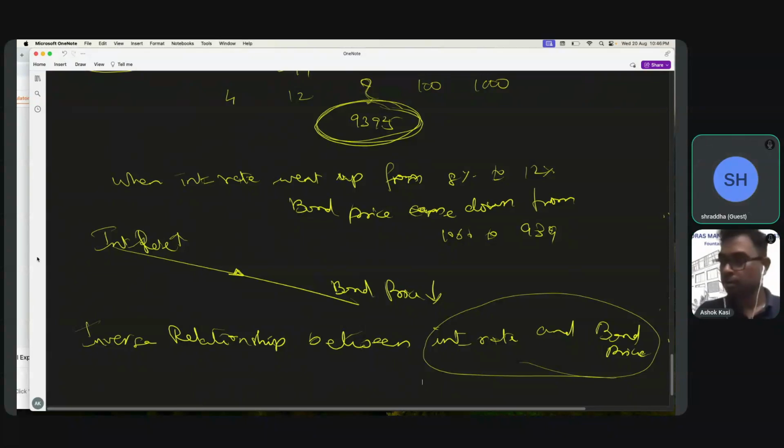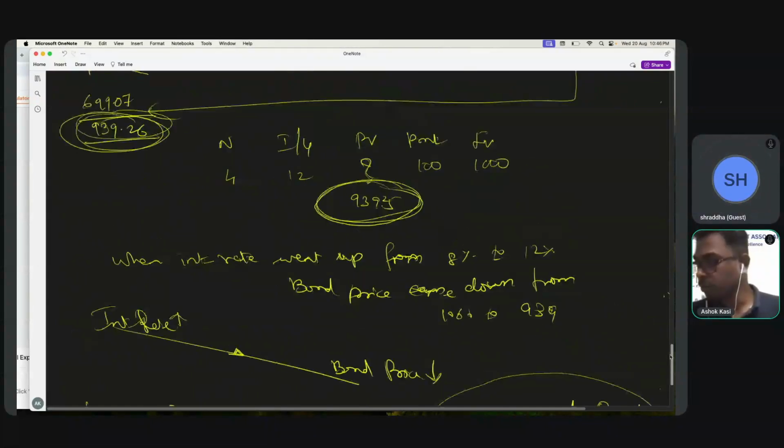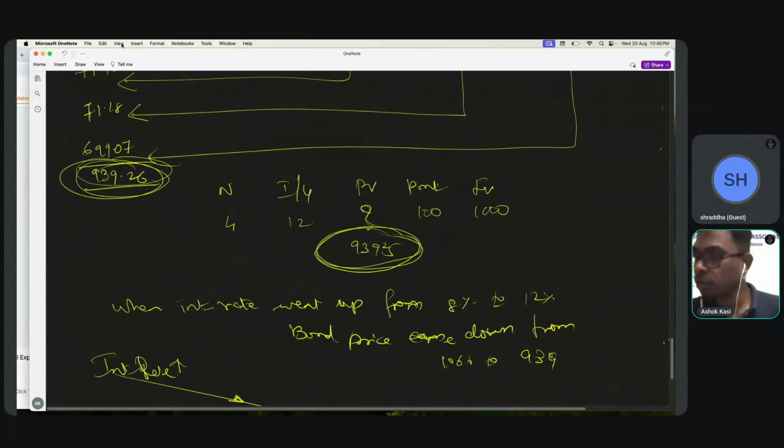Can you scroll up? Okay, scroll up. I'll make this a little smaller here. Let's zoom out first.